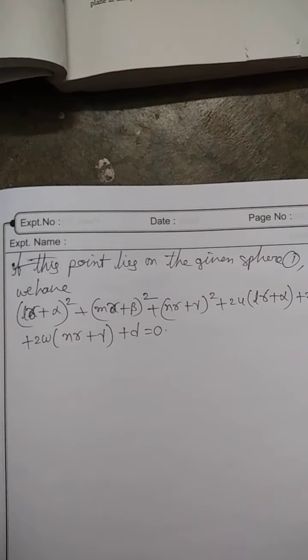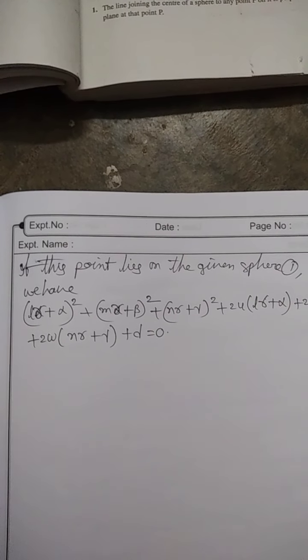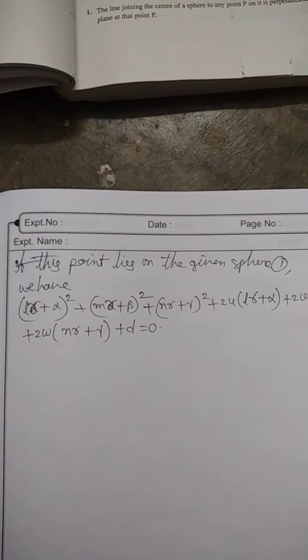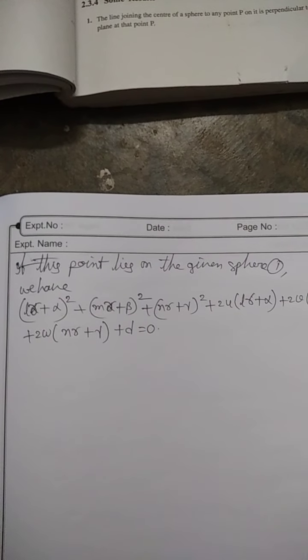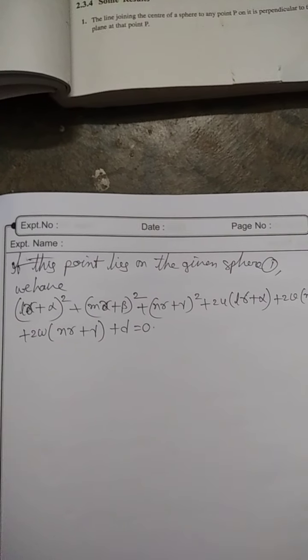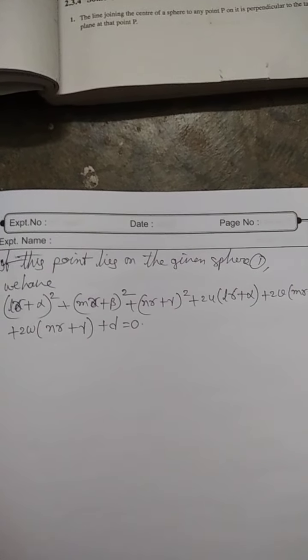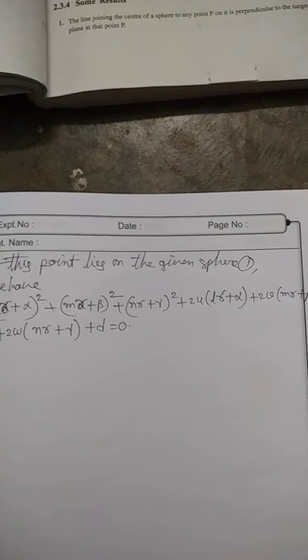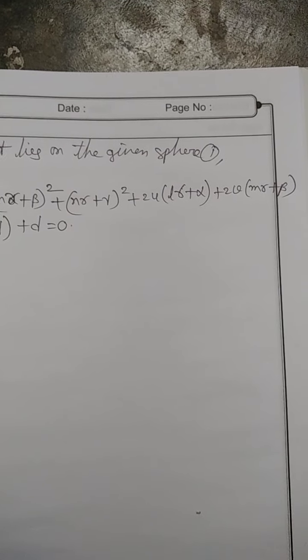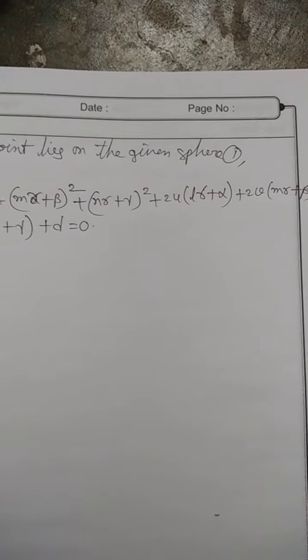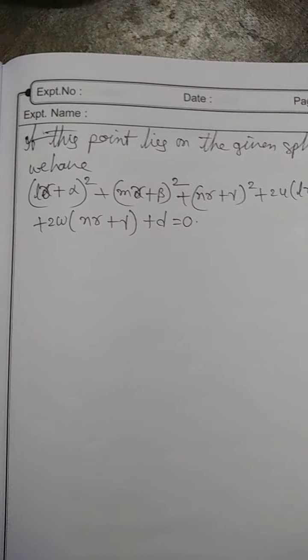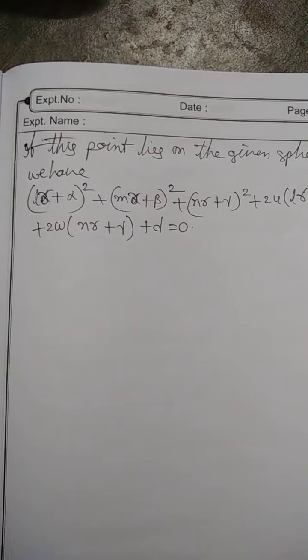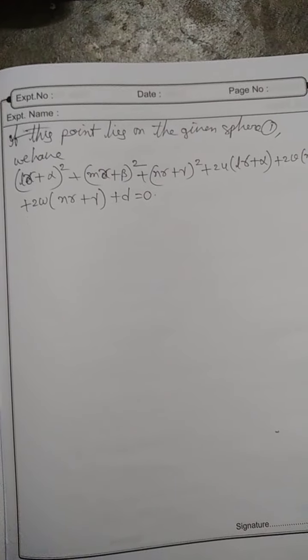This point lies on the given sphere. In the sphere equation we have to substitute lr plus alpha for x, mr plus beta for y, and nr plus gamma for z. So (lr plus alpha) whole square plus (mr plus beta) whole square plus (nr plus gamma) whole square plus 2u into (lr plus alpha) plus 2v into (mr plus beta) plus 2w into (nr plus gamma) plus d is equal to 0. By simplifying this, we will get one equation.